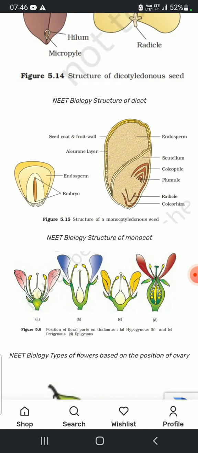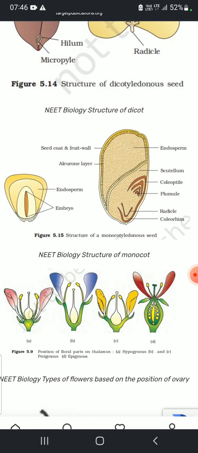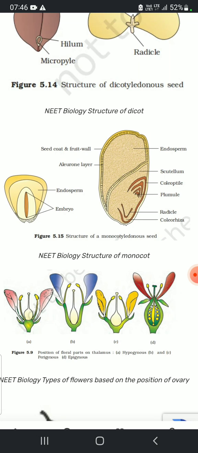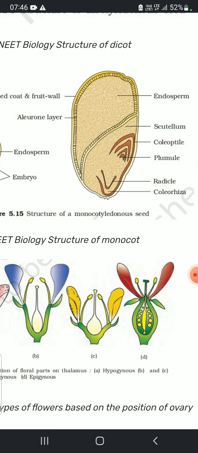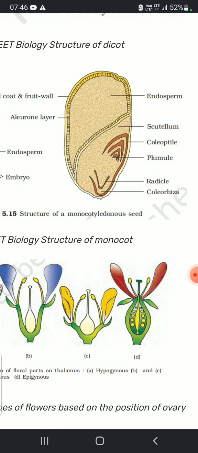Next we have the structure of the monocot seed. It is a maize seed. So you can see the embryo, then the endosperm. Then we have the fruit wall and the seed coat. Then the aleurone layer, which is proteinaceous and 3n ploidy. Next, the endosperm also has 3n ploidy. Then we can see the scutellum, then coleoptile, then plumule, then radicle and coleorhiza.